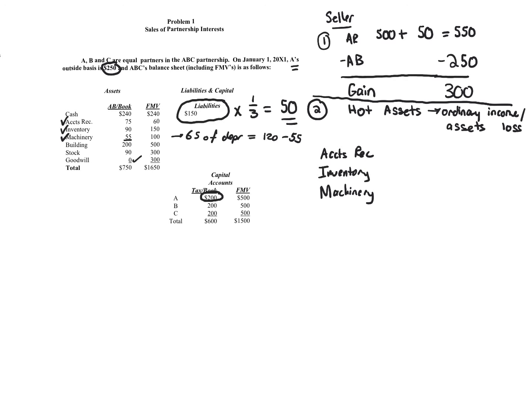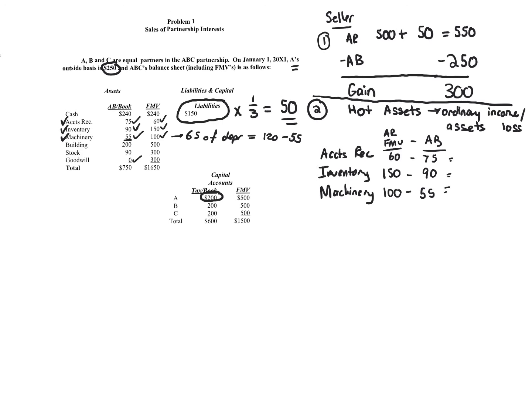We basically treat it as if the partnership was going to sell these assets, and the amount realized is going to equal the fair market value, total. So accounts receivable fair market value is 60, inventory 150, and machinery 100. Minus the adjusted basis. So minus 75 for the adjusted basis for accounts receivable, 90 for inventory, and 55 for machinery. We get the gain the partnership would have to recognize if it was to sell these assets.